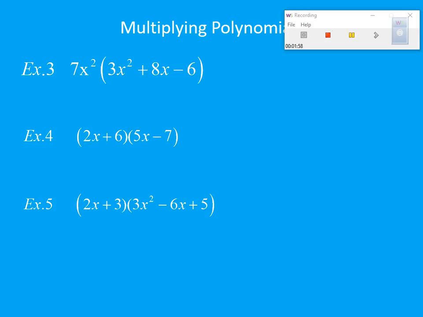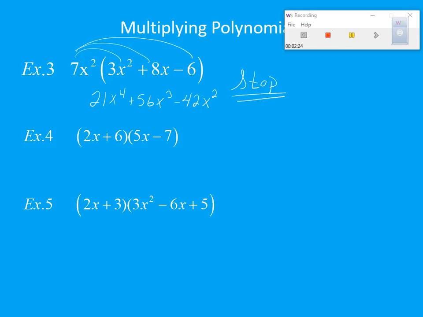So I'm going to click right through these. Distribute. Remember, when you distribute, you add your powers. So this really becomes 21x to the 4th plus 56x cubed minus 42x squared. And then stop. There's no like terms in there, so you can't combine anything else.